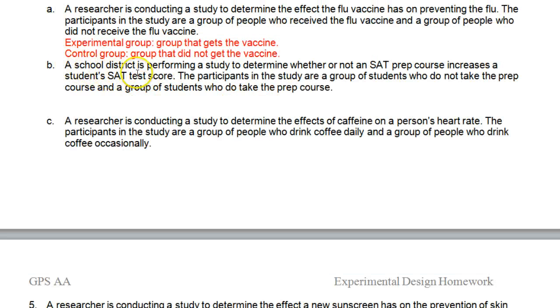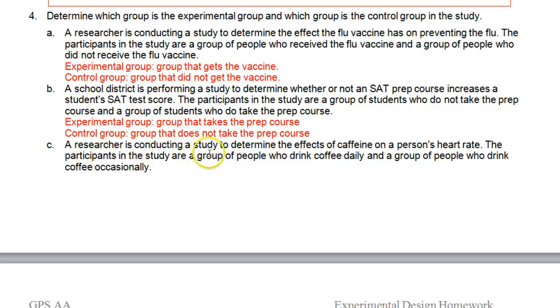Alright, part B. A school district is performing a study to determine whether or not an SAT prep course increases a student's SAT score. The participants in the study are a group of students who do not take the prep course and a group of students who do take the prep course. Yes, the experimental group will be the group of students who take the prep course. The control group is the people who do not take the prep course.